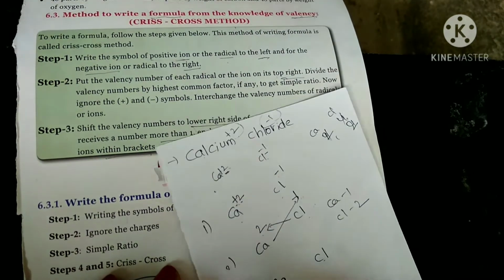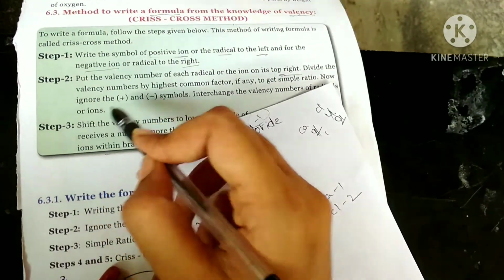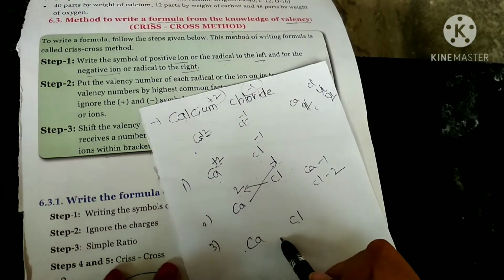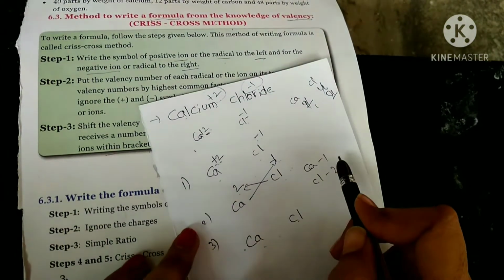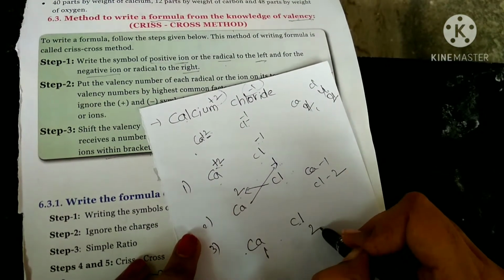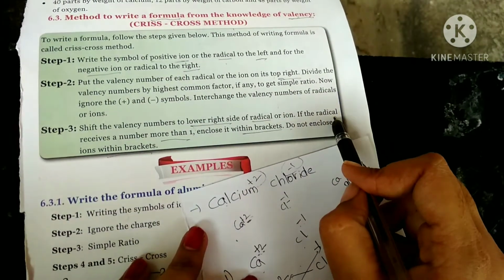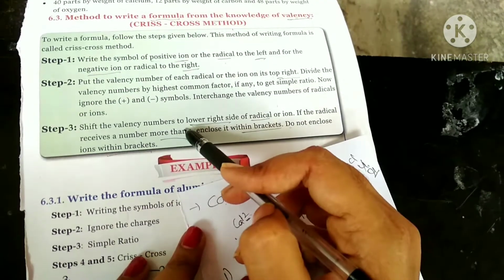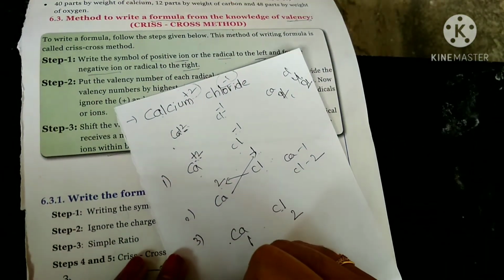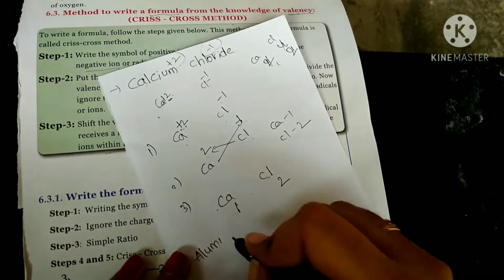Now what we have to do is shift the valencies to the lower right, the right side and lower part. So calcium value is 1, Ca1, and chlorine value is 2. Then if the radical receives more than one number, take another example, aluminium sulfate.